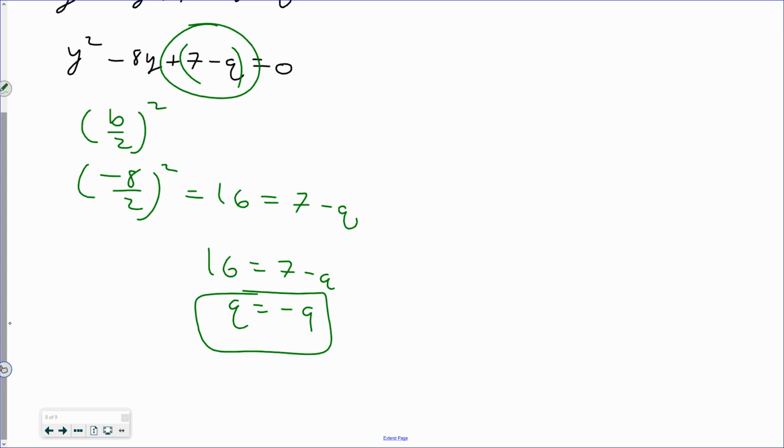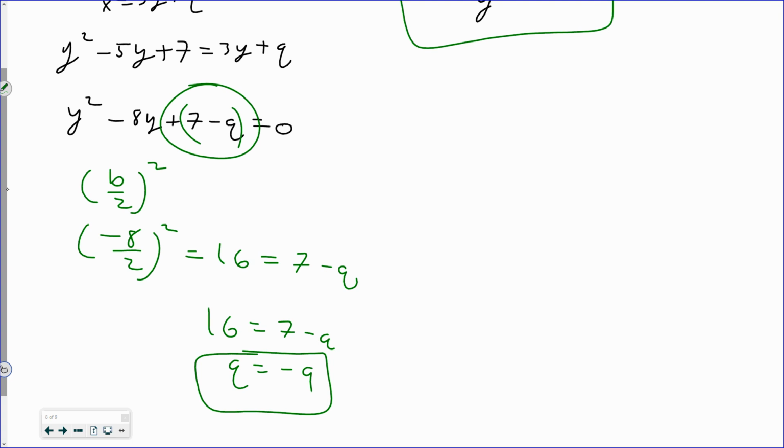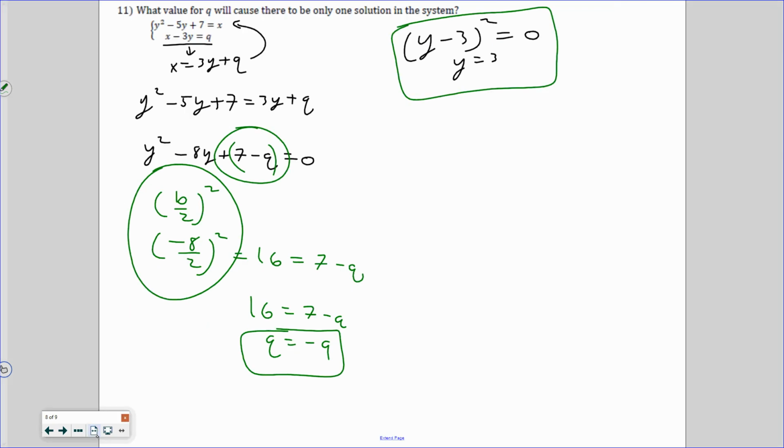Does that make sense? It's kind of a confusing problem because of this part right here, and also understanding that it needs to be a perfect square trinomial so that it will have one solution. But are we okay with that, guys? Any questions about it? Good.